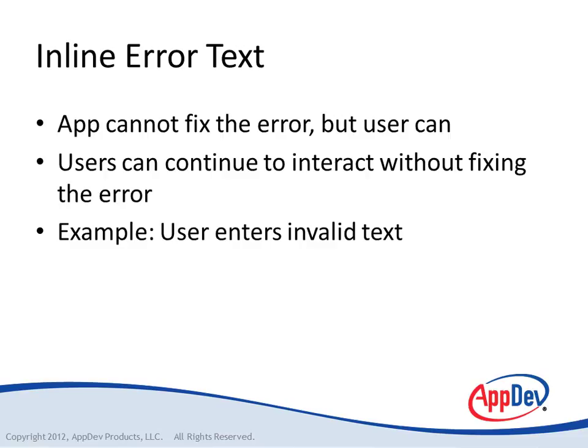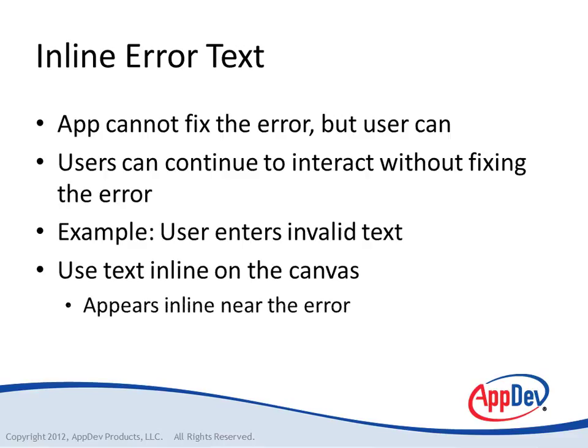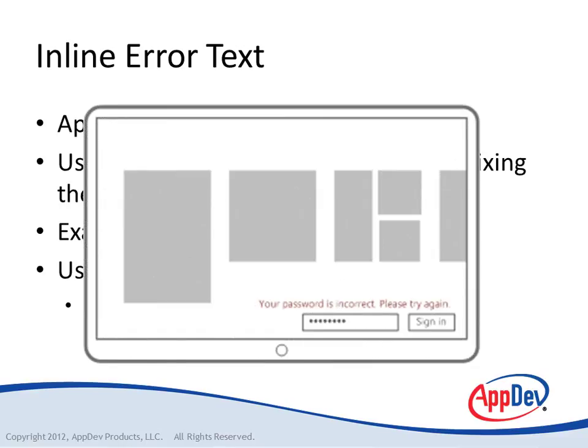For example, the user enters invalid text, something that isn't really an email, in an email input text box. In that case, you use text inline on the canvas, and this appears inline near the error. It might look something like this. You entered an incorrect password. Well, at that point, you'd put an error right on the canvas, and they'd have to try again.